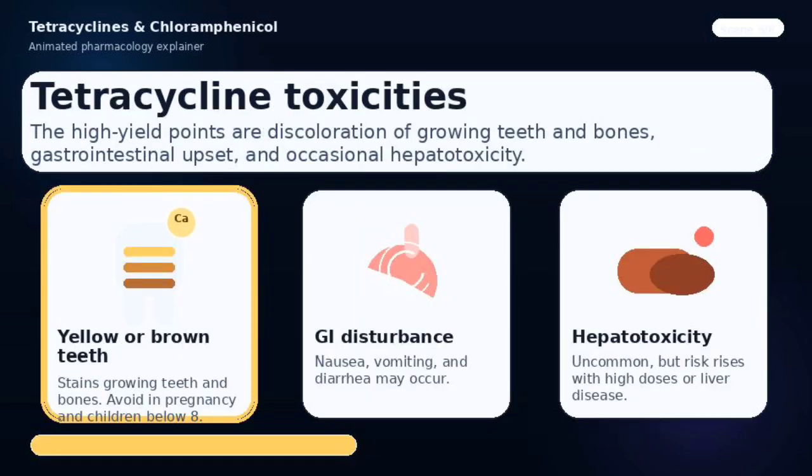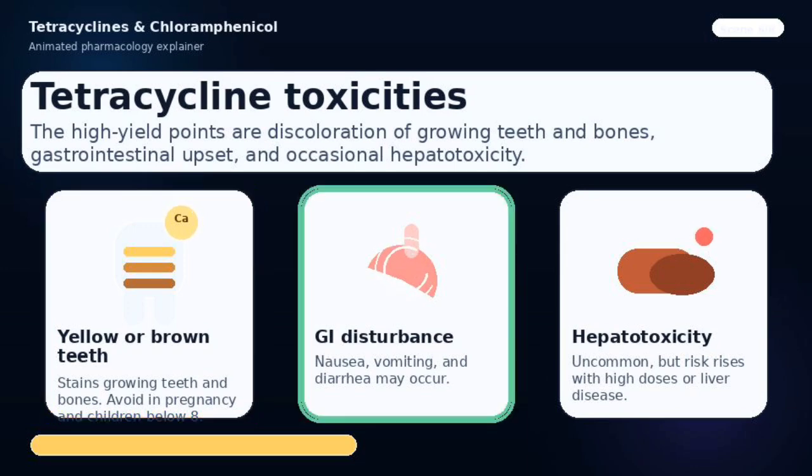Important adverse effects of tetracyclines must be remembered clearly. These drugs bind calcium in growing bones and teeth, which can cause permanent yellow or brown discoloration, especially in children younger than 8 years. That is why tetracyclines are contraindicated during pregnancy, during breastfeeding, and in young children.